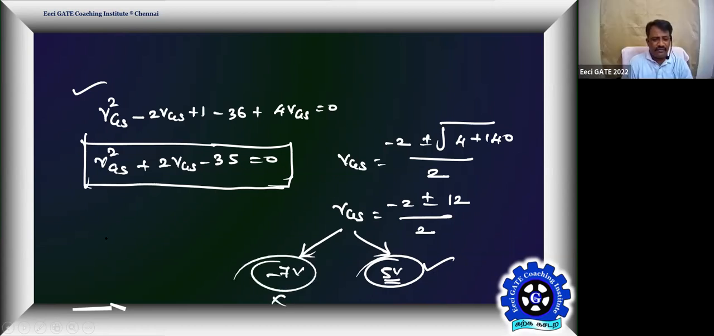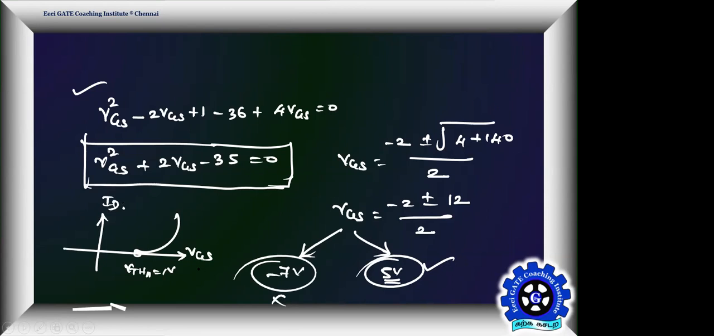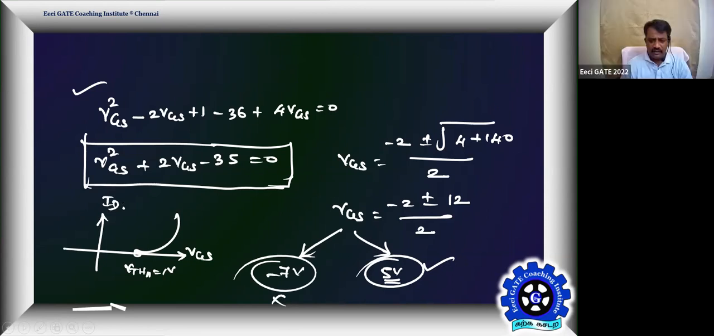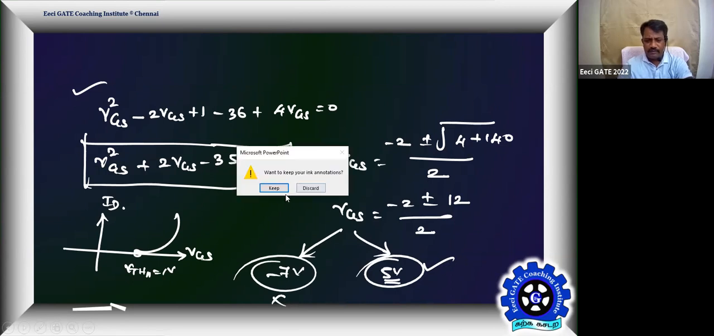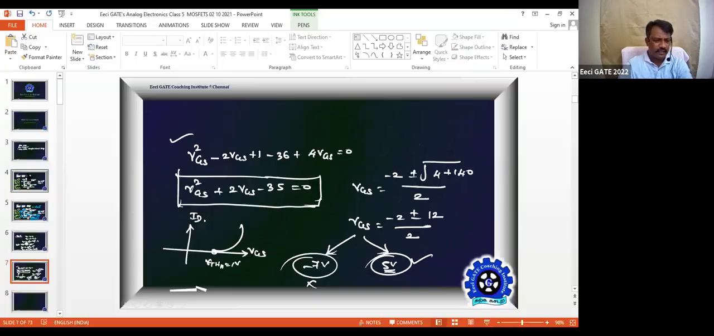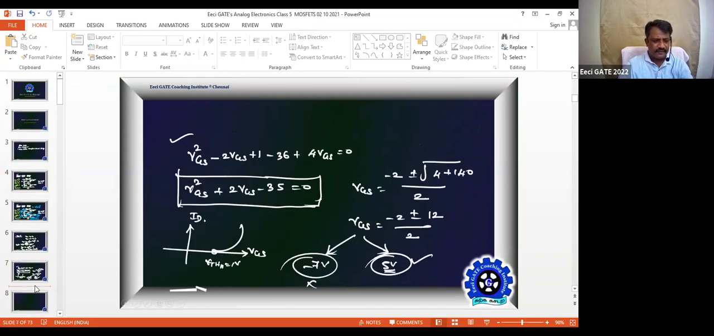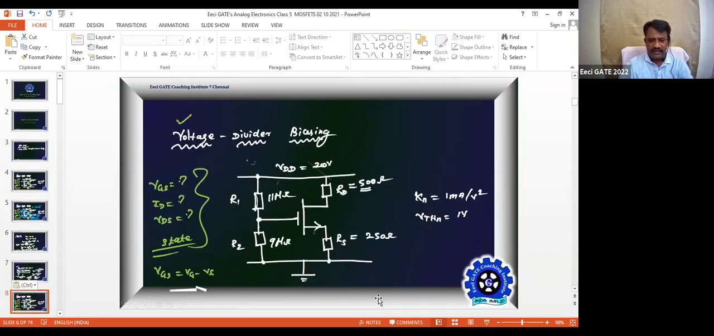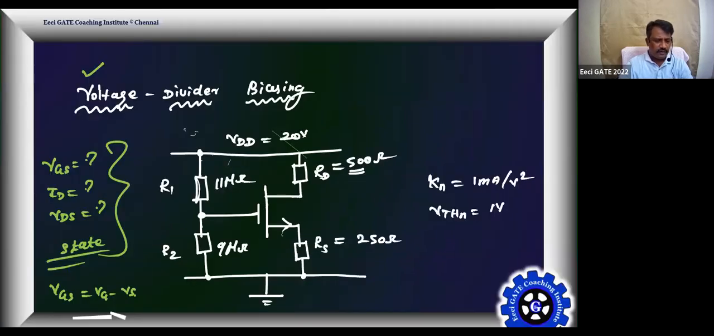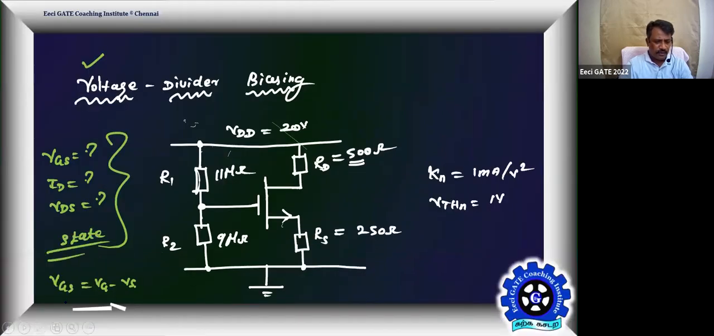Yes, sir. Minus 7 is a wrong root. Why? Because we know our NMOS is operational only for voltage more than 1 volt, correct? Getting, Dinesh? Yes, sir. Therefore the right root is 5 volt, then VGS equal to 5 volt. Then again copy the circuit as it is, know your conditions. So you know your VGS now. Then play with the circuit, don't play with the equations.